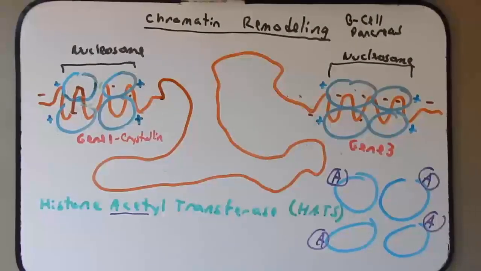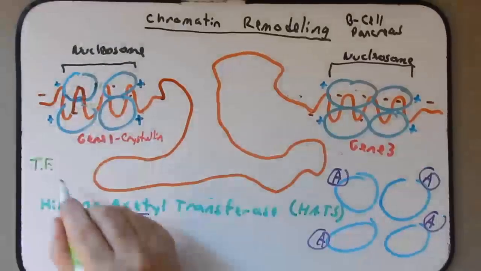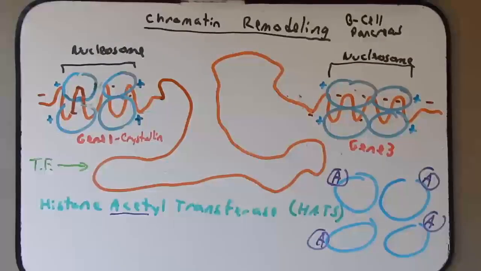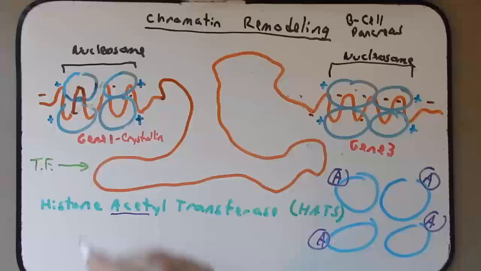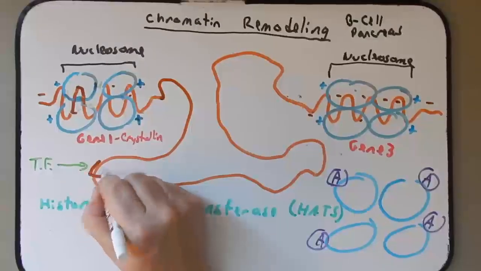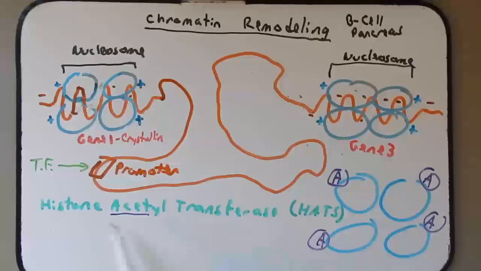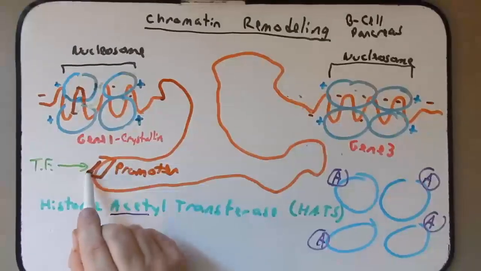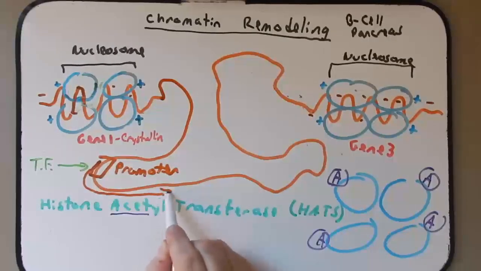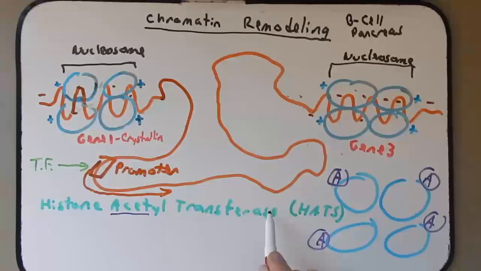And by doing that, transcription factors now have access to this DNA. And we'll talk, as I said before, in great detail about this, but let's say the promoter is right here. Now that we just released the DNA, transcription factors bind to the promoter, recruit RNA polymerase, and now we can turn this insulin gene on.